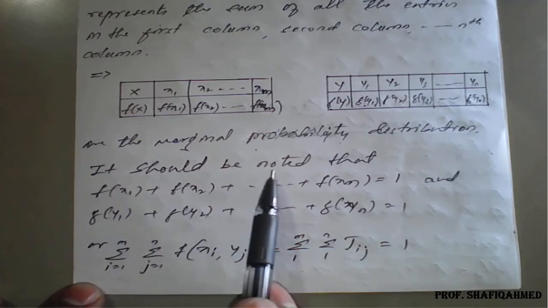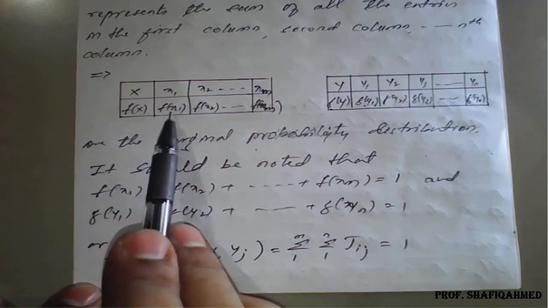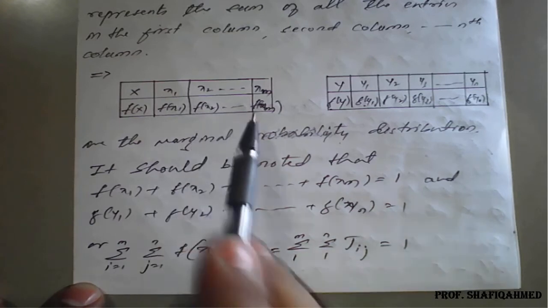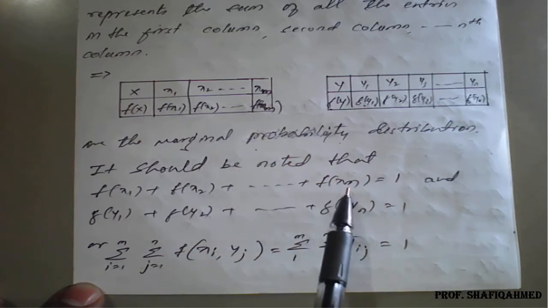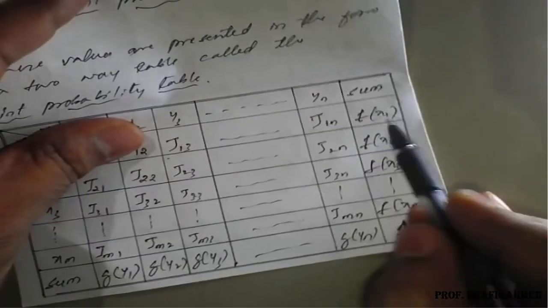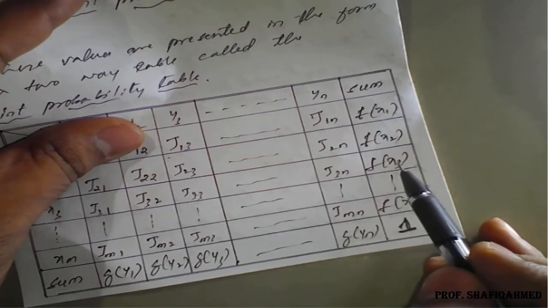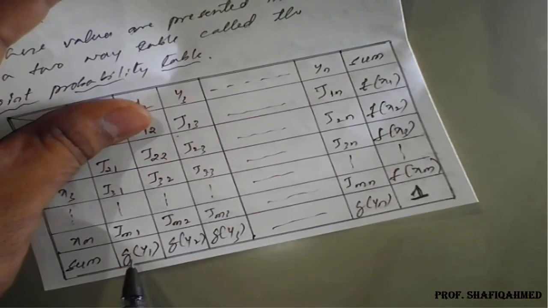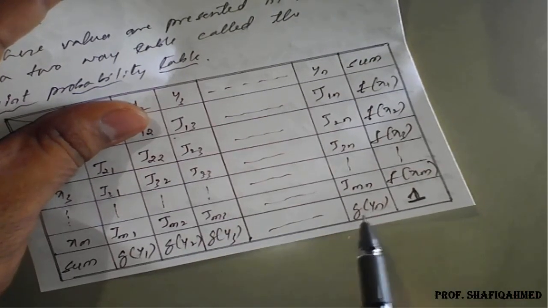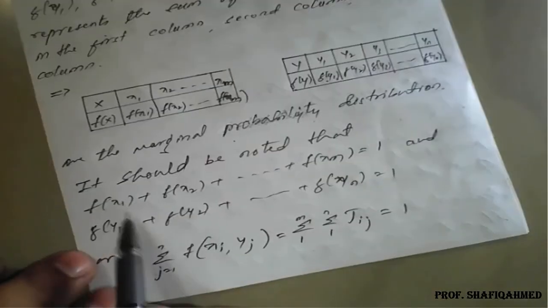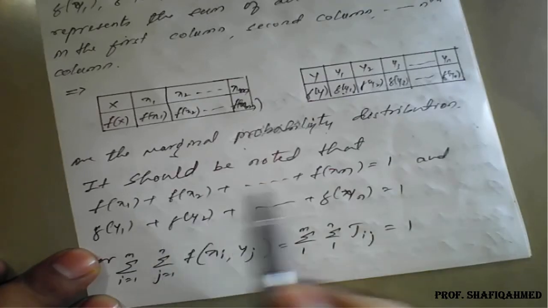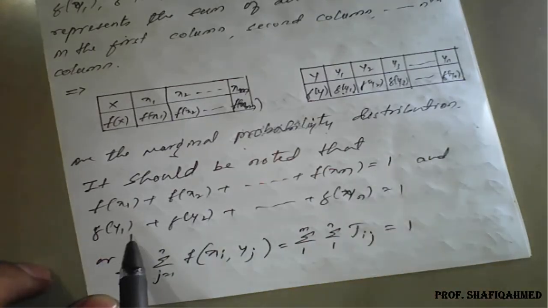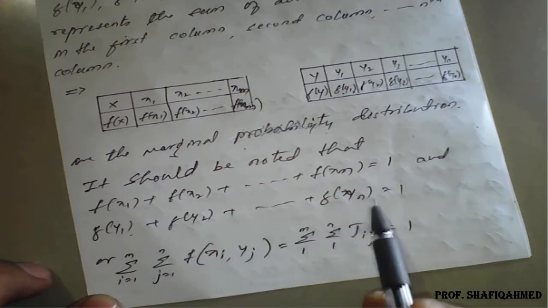It should be noted that f of x1 plus f of x2 plus so on, f of xm, the summation will always be 1. From the table you see that the addition of f of x1 plus f of x2 plus f of x3 plus f of x4, so on, f of xm, should always be 1. Similarly, the summation of g of y1, g of y2, g of y3, so on, g of yn should also be 1. So I have written that once again here: f of x1 plus f of x2 plus so on, f of xm is equal to 1, and g of y1 plus g of y2 plus so on, g of yn is equal to 1.